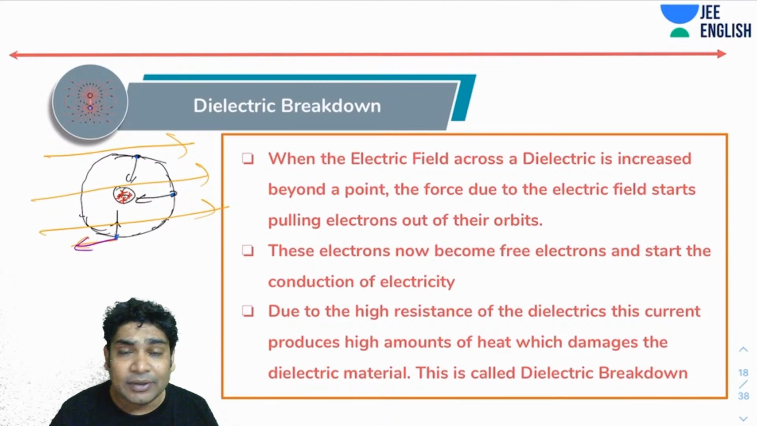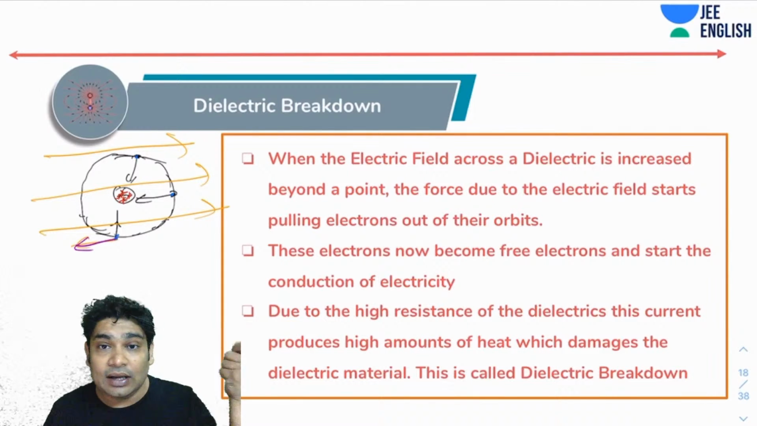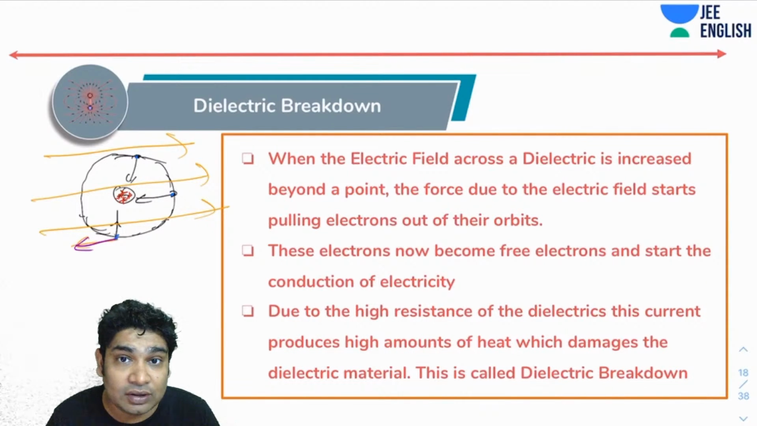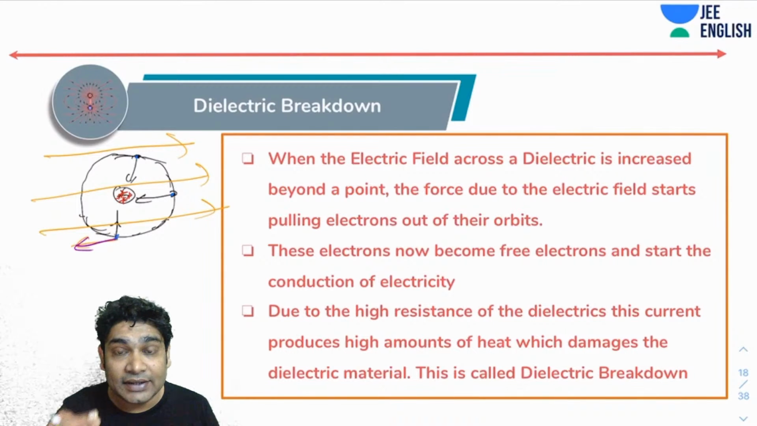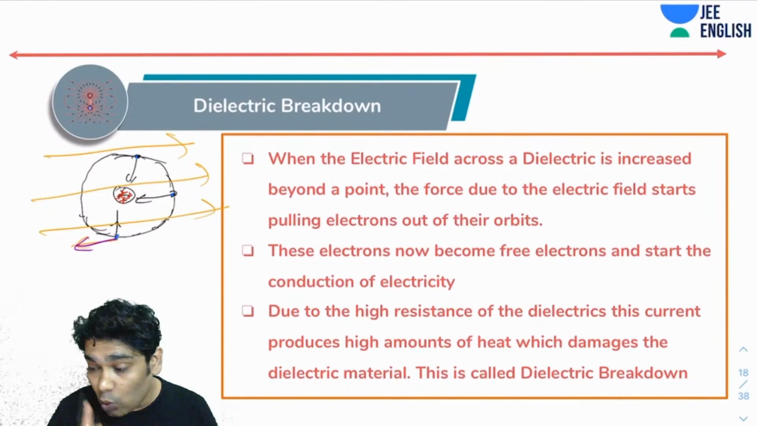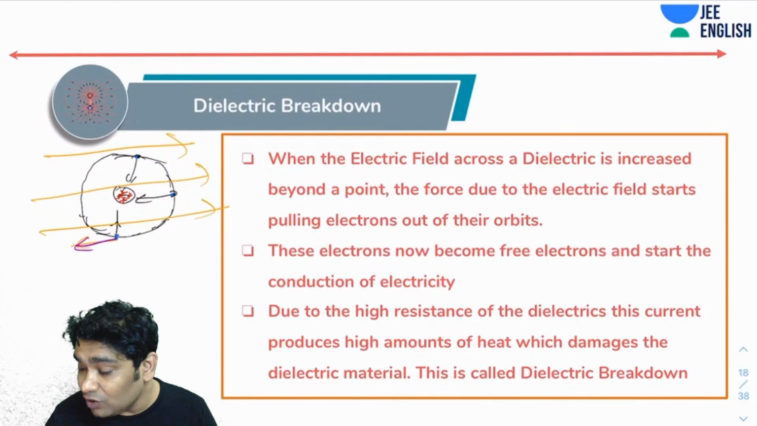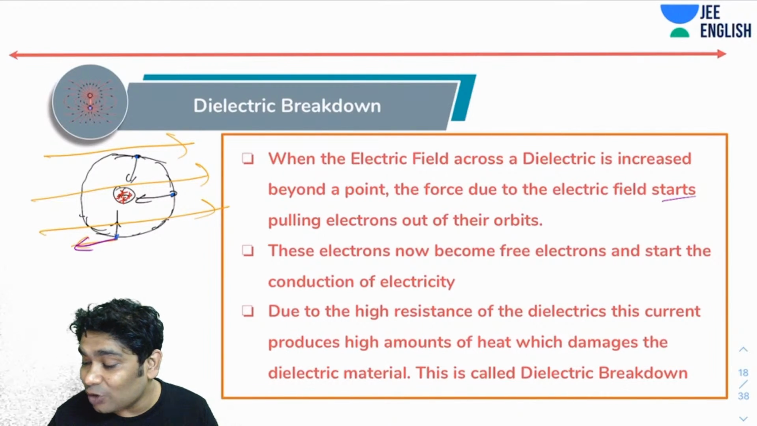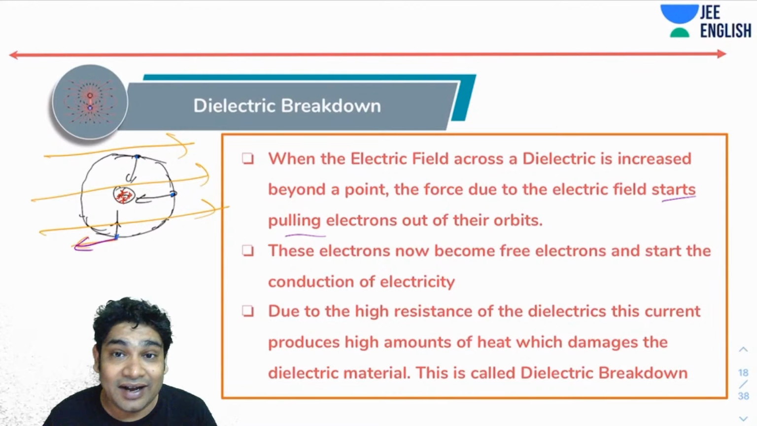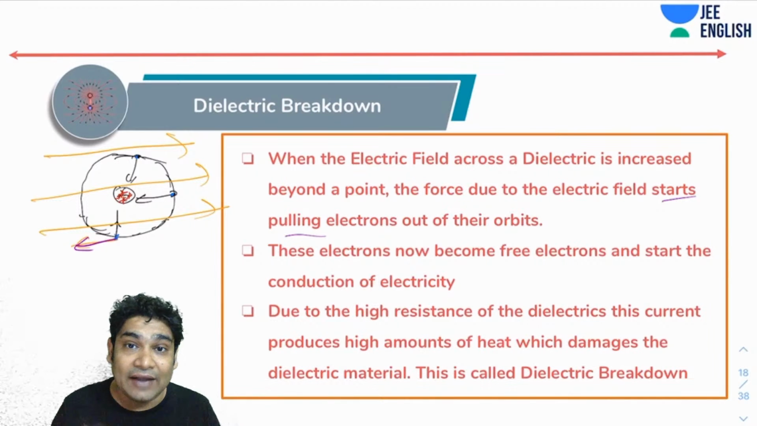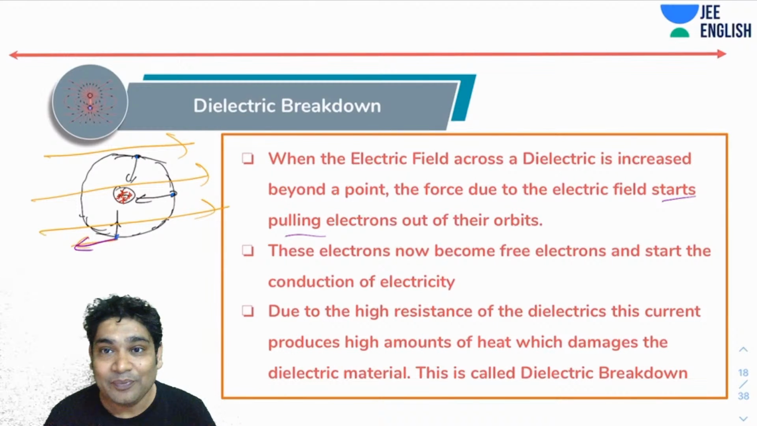So imagine what will happen if I keep on increasing the field. The force that the electrons are feeling, that pull due to the electric field, at one point in time may become higher than the pull they feel due to the nucleus. When that situation comes, these electrons will start leaving their orbits. Once they start leaving their orbits, they are not bound to the nuclei anymore, and they are experiencing such a high force that no nucleus will be able to stop them further.